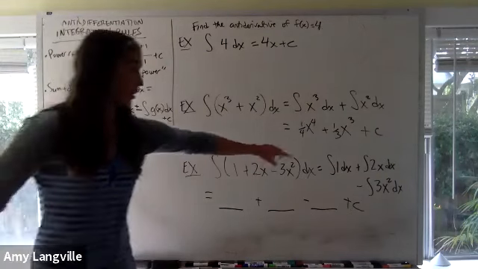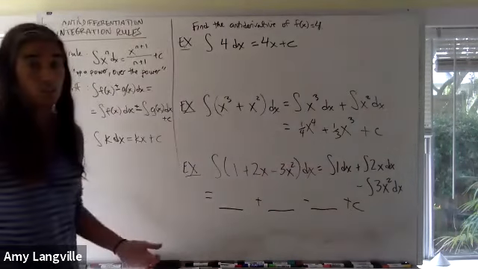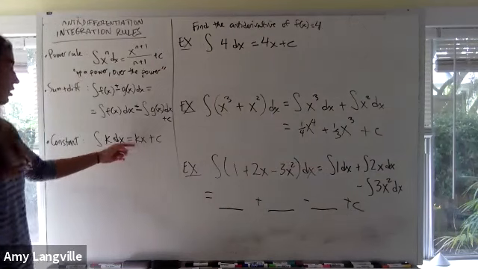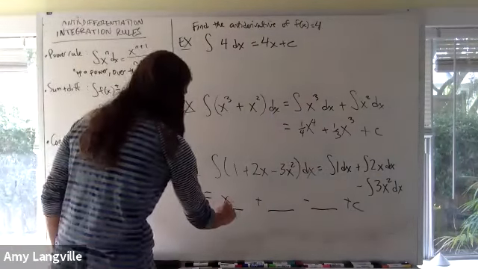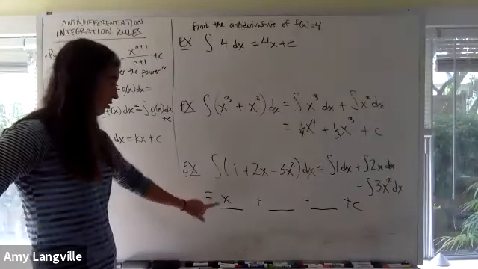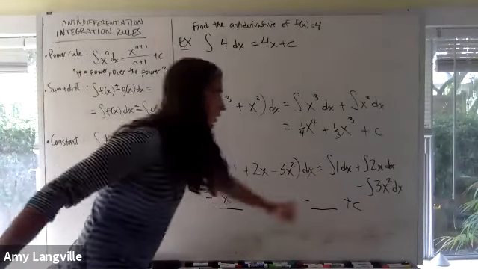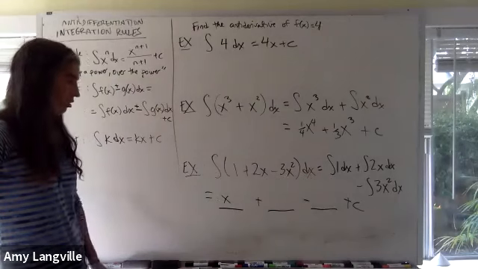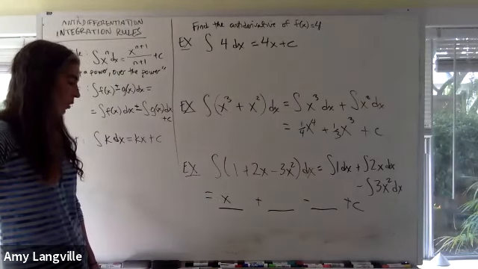The first part, I need to integrate 1. That's a constant. The constant rule says you just do 1 times x, so x. You can always check, is the derivative of x 1? Yes. So you can always check your integration by applying a derivative.